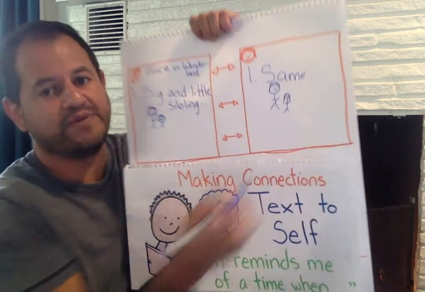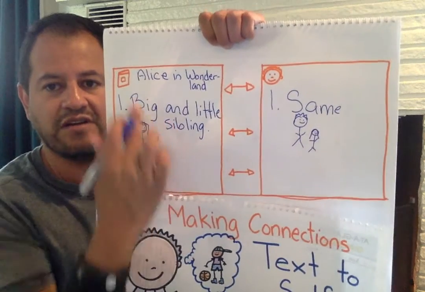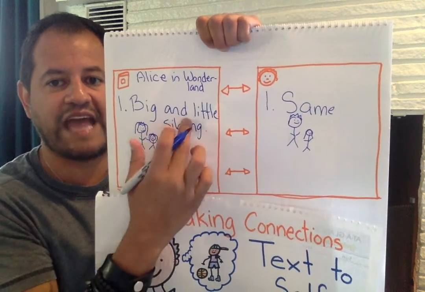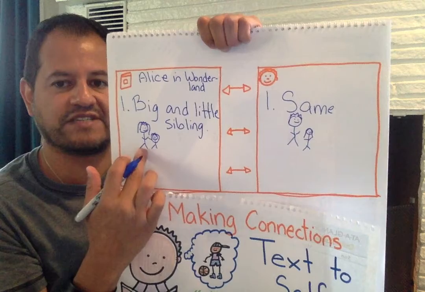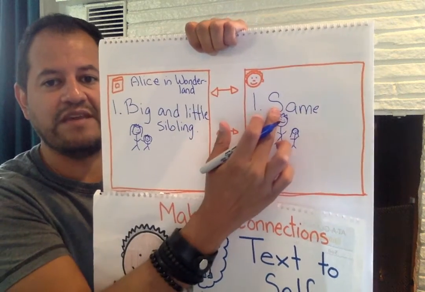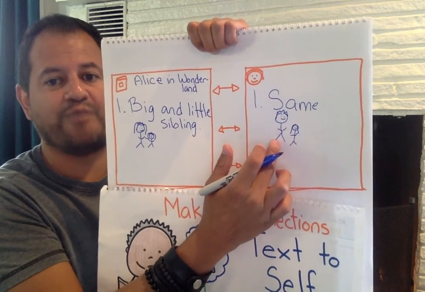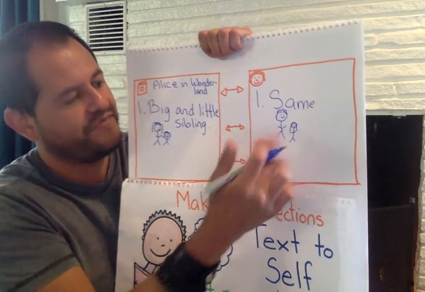No. I just did a simple sketch. So here, what's happening in Alice in Wonderland is a big and little sibling. There's Alice and her sister, and I'm connecting it with me, the same, except I'm an older brother and my sister's a younger sister. That's okay.